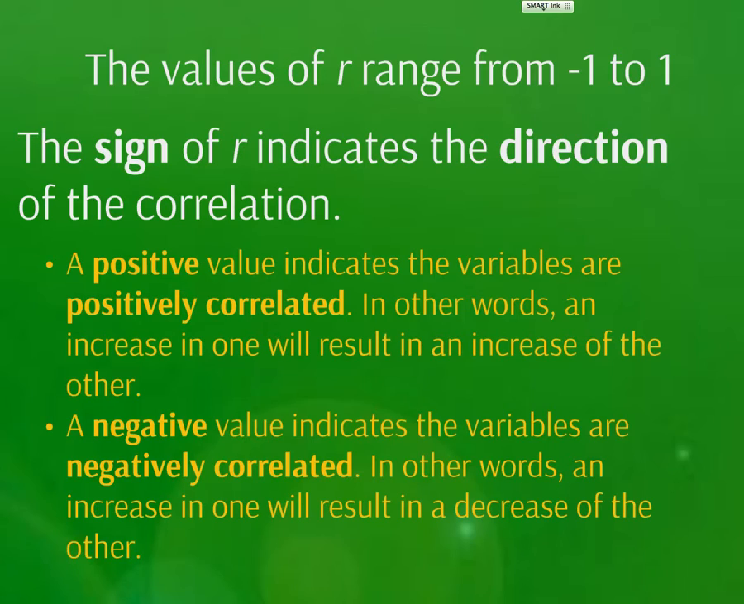The sign of R indicates the direction of the correlation. So when we talked about direction, we talked about two different directions. Do you guys remember what those were? The direction? It can go upward or go downward. So if our data was going upward, what would we call that? Positive. So a positive number indicates a positive correlation.